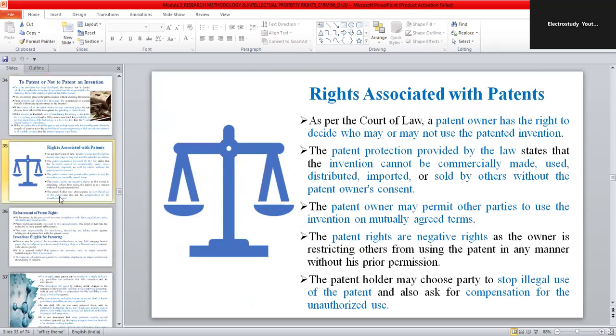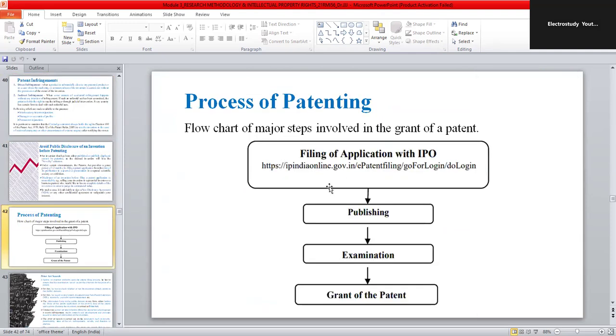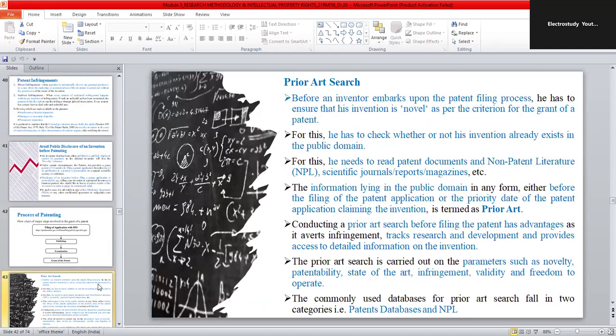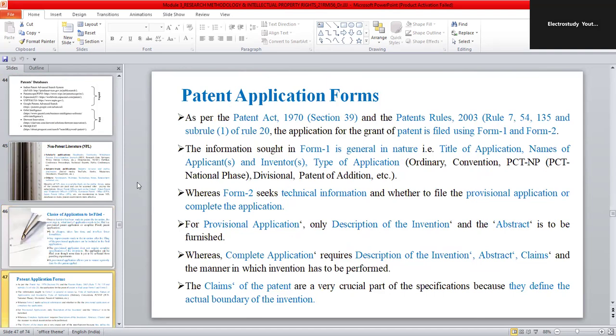And next, what we require is a flow chart of the process of patenting. This flow chart you can briefly explain. It will be really helpful. Filing the application, then publishing, examination, grant of patent. Those things are very precise. Please go through that. So next time also I can elaborate in a better fashion.